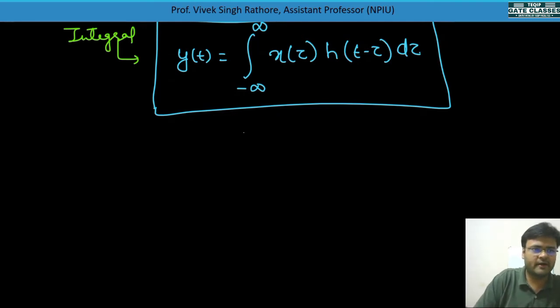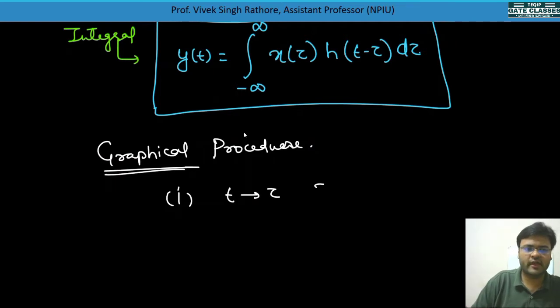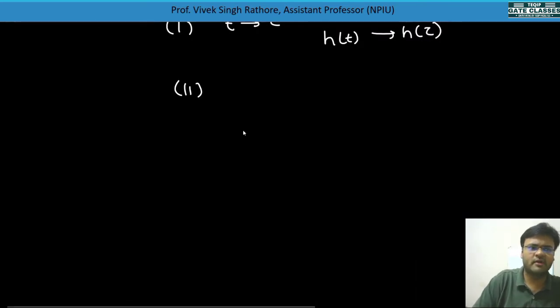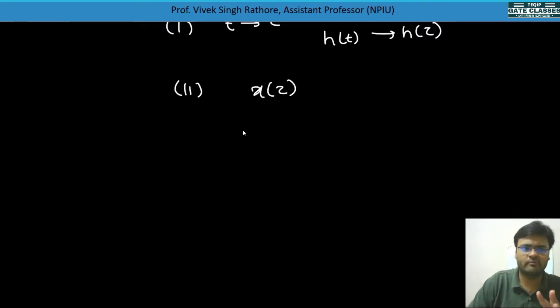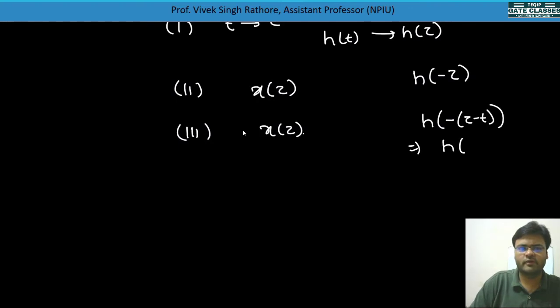I will write here the graphical procedure to get your output response. The first step is changing your time domain to the tau domain, so x(t) will now be called x of tau and h(t) will be called h of tau. The second step is the same as in the discrete time LTI system: x of tau stays the same, but you time reverse your h of tau, so you need h of minus tau. The third step is to multiply x of tau with h of t minus tau.